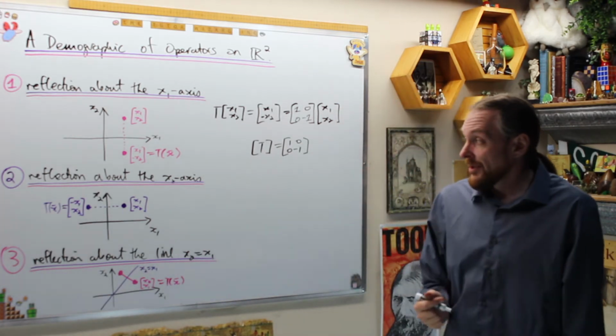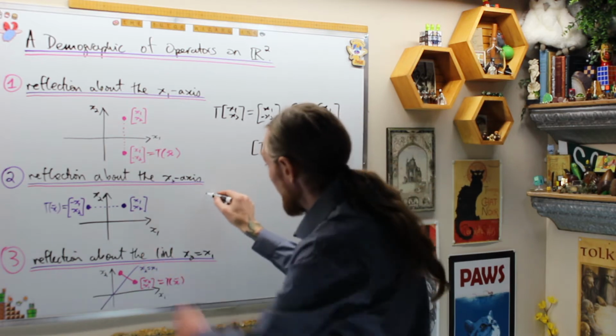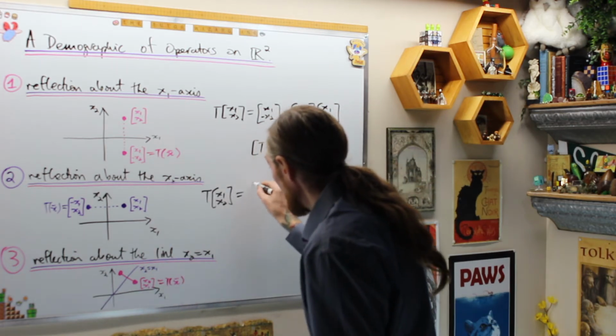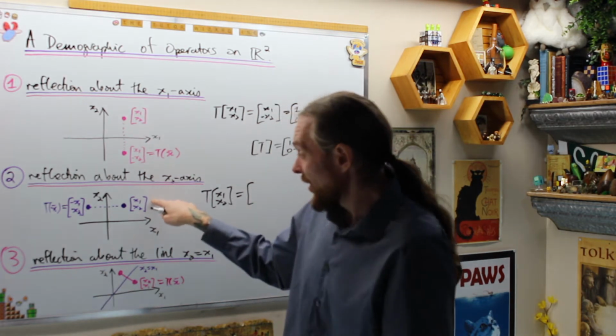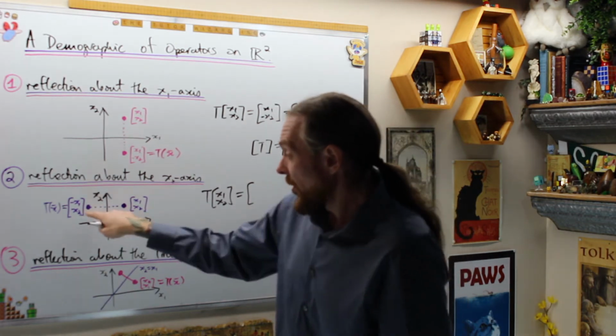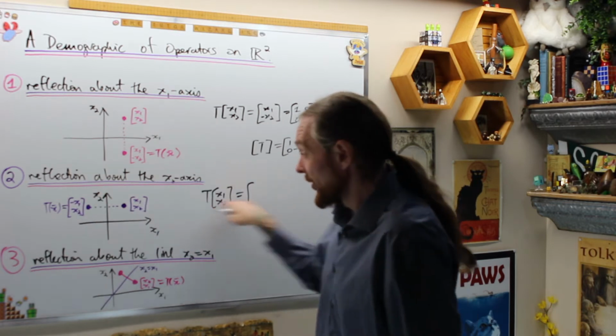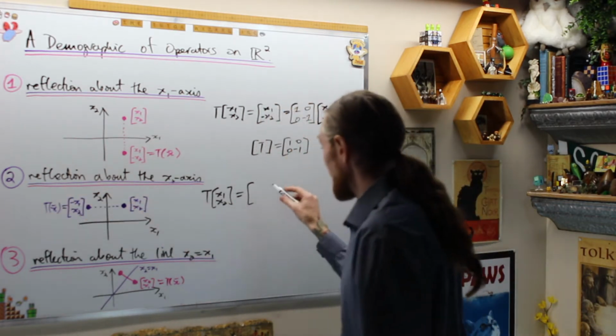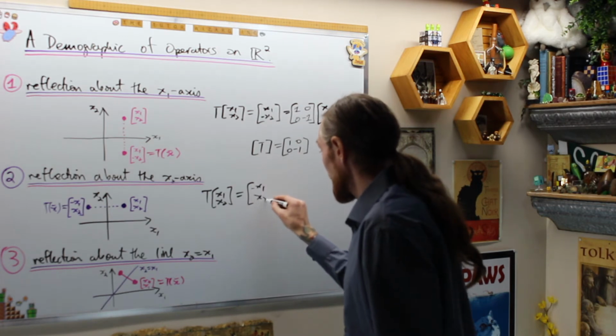For the next reflection, what we're going to see is the same thing. I want to look at T of a general vector x1, x2. This time the x2 coordinate stays the same. The vertical stays the same height, but the x coordinate goes to its negative, so this will be negative x1, x2 this time.